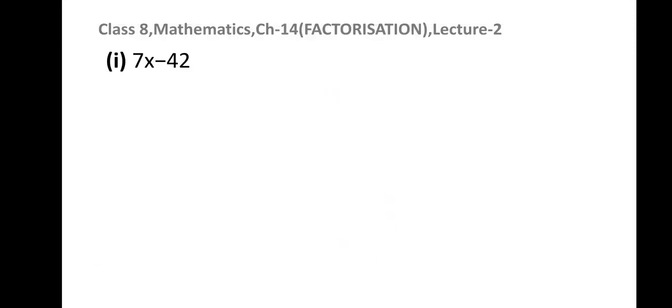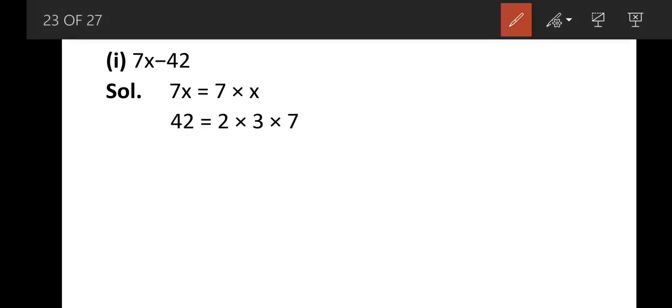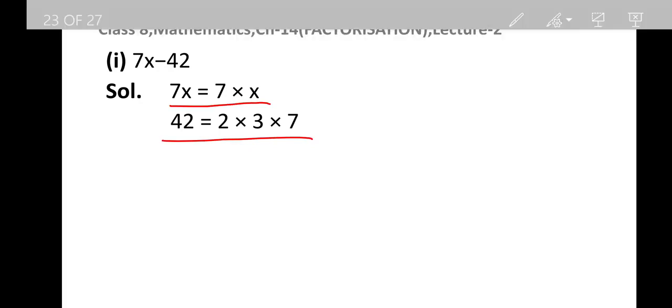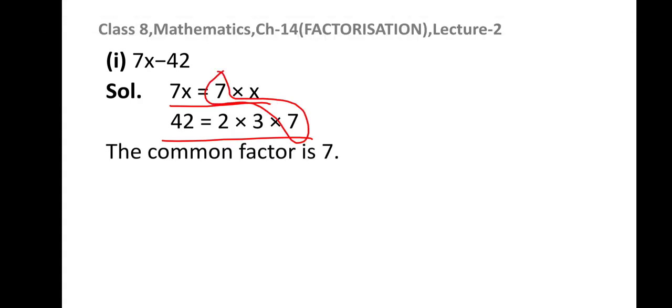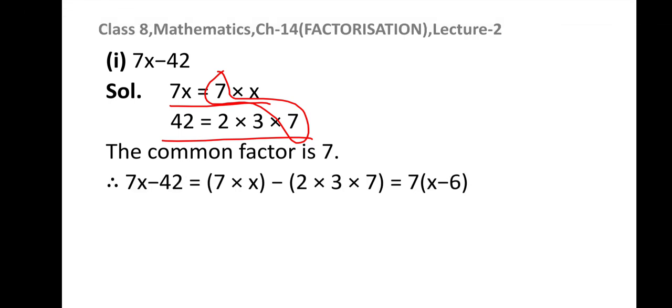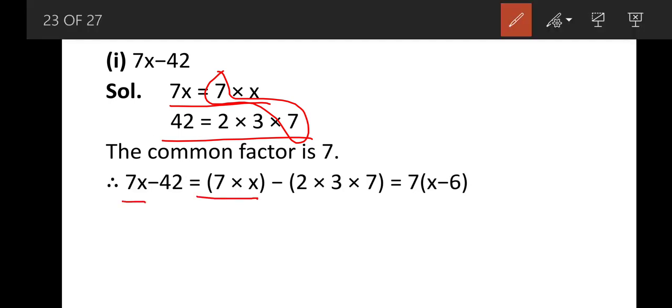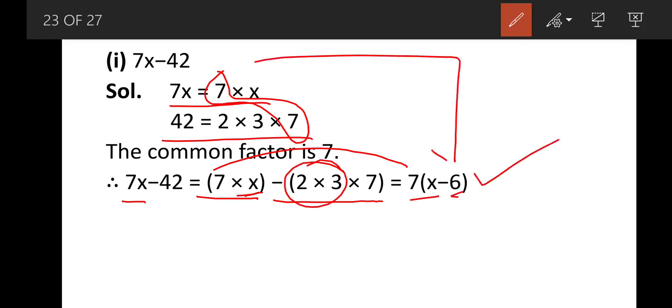It is 7x minus 42. I am writing first of all the factors. 7 into x, 42 can be written as 2 into 3 into 7. So what is common? This 7 is common only. So 7 will be written outside. Its common factor is 7. So 7 into x, this I have written, minus 2 into 3 into 7. 7 I have written common. What is left here? X minus what is left here? 2 into 3, 6. So this will be your answer. Direct answers you are supposed to write, but initially I am writing complete steps so that you can understand in a better way. But ideally you are supposed to write this direct answer.